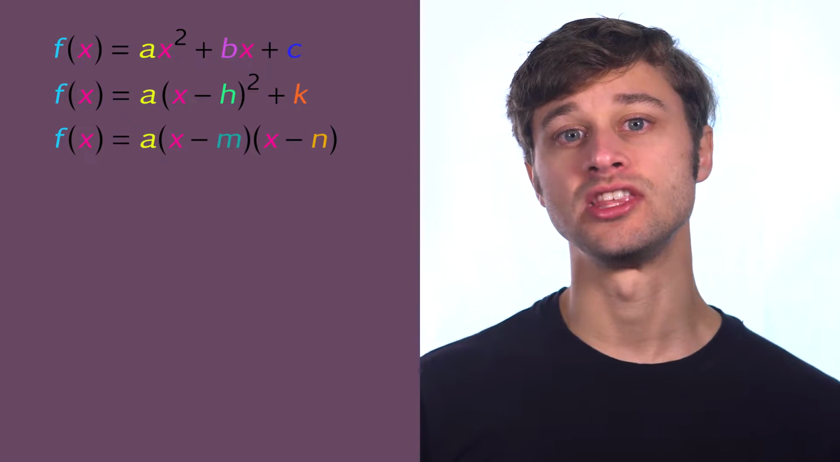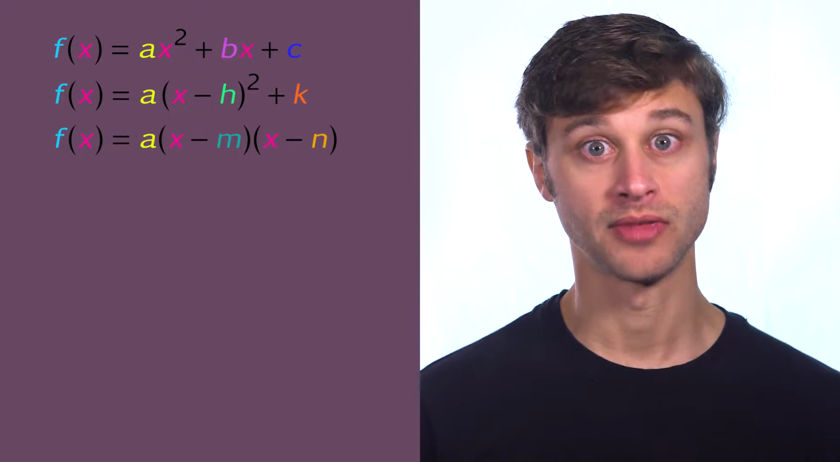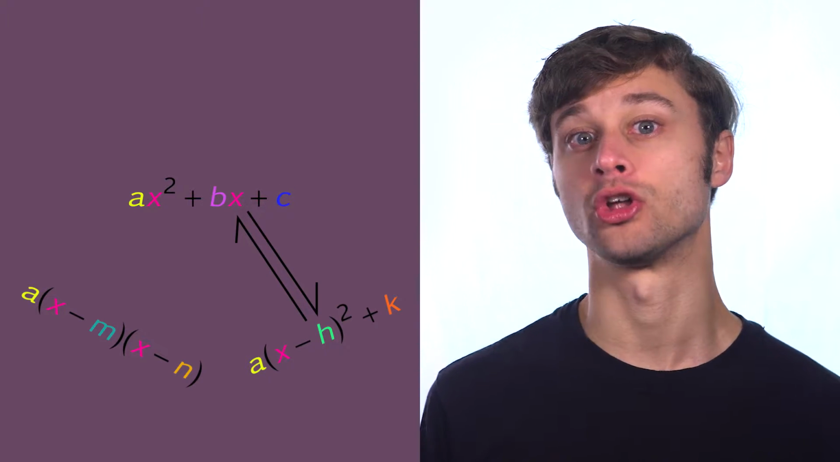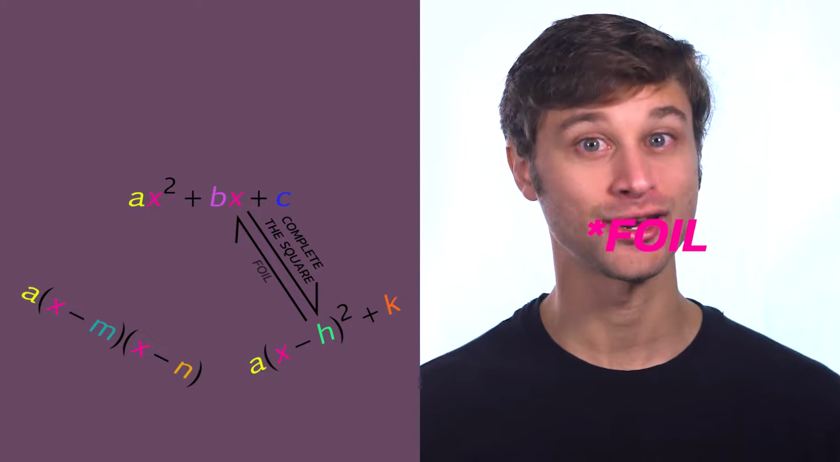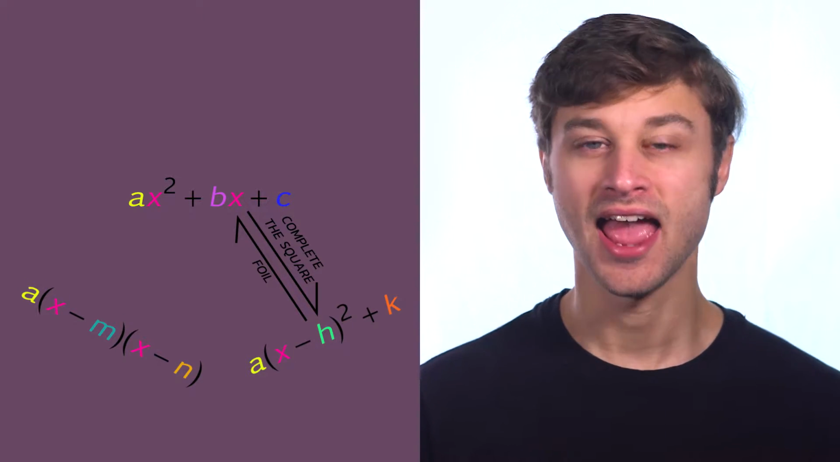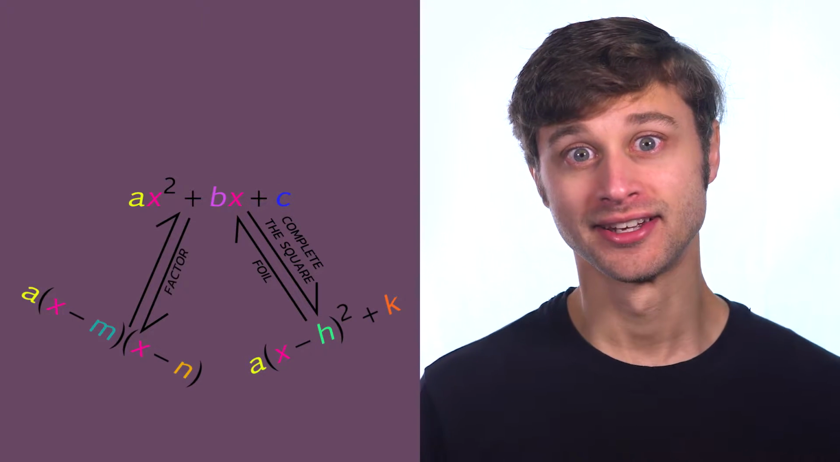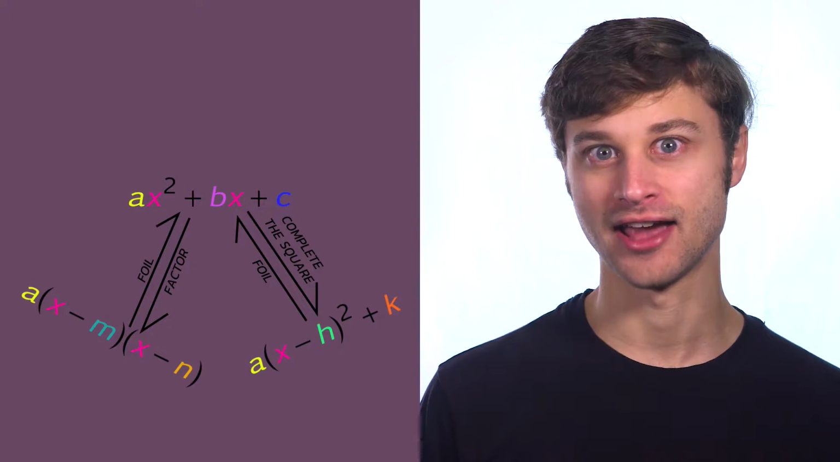I can convert between these 3 ways of writing quadratic functions using some algebra. For instance, to get from standard form to vertex form, all I need to do is something called completing the square. To get from vertex form to standard form, I factor the stuff in parentheses and combine like terms. To get from standard form to factored form, I factor. To get from factored form to standard form, I FOIL the factored form.